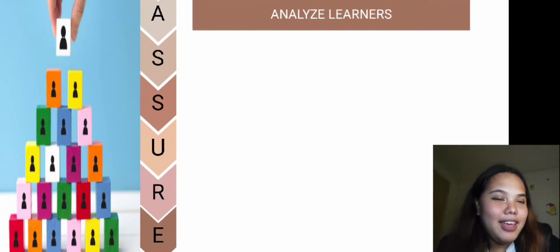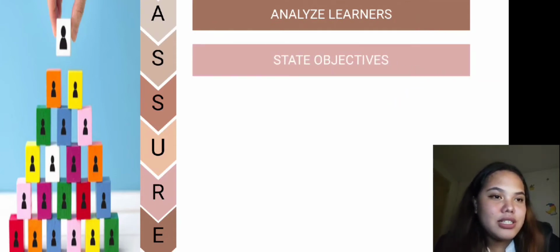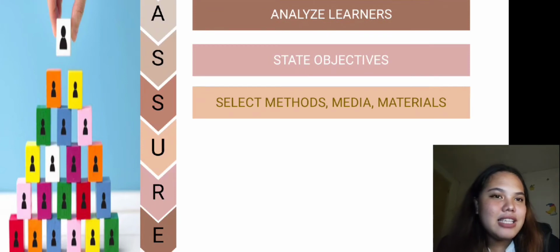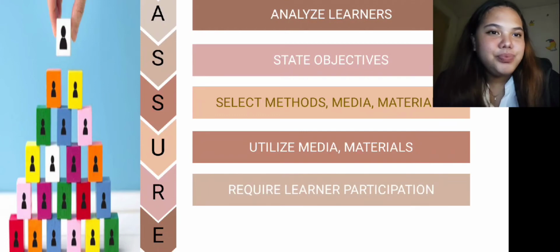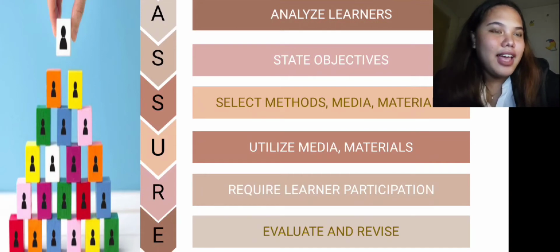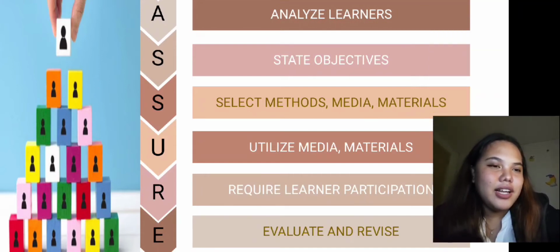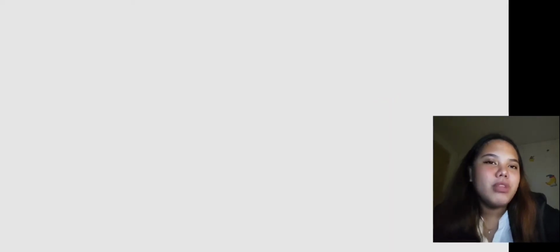First, A. Analyze learners. S. State objectives. The second S. Select methods, media, and materials. Next is the U. Utilize media and materials. R. Require learner participation. And lastly, the E. Evaluate and revise. So let us discuss it one by one.